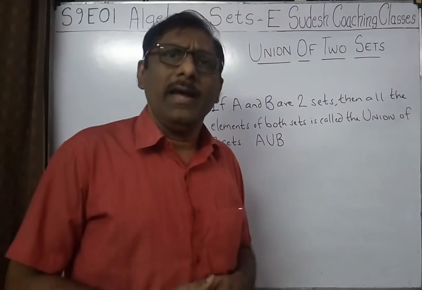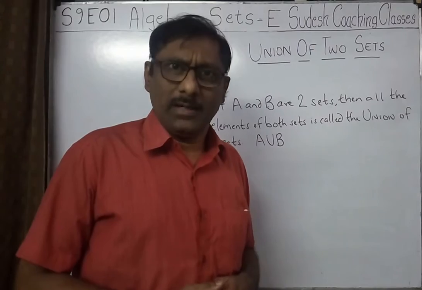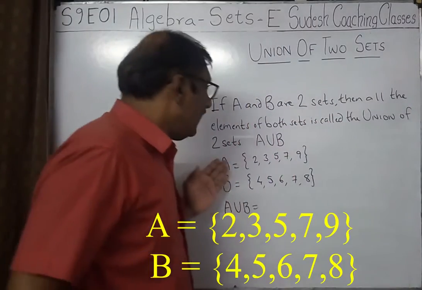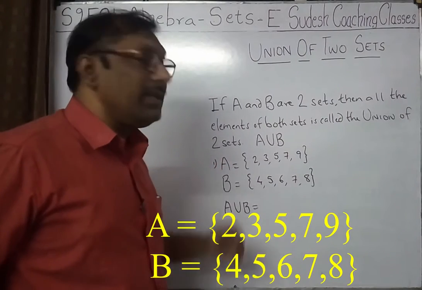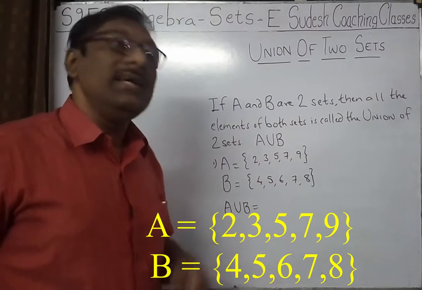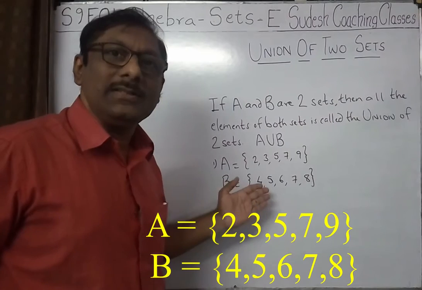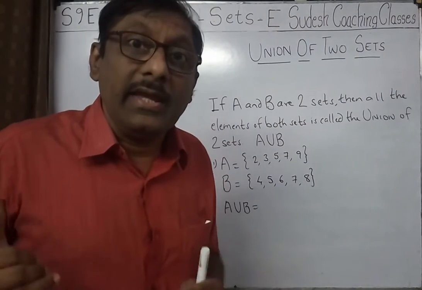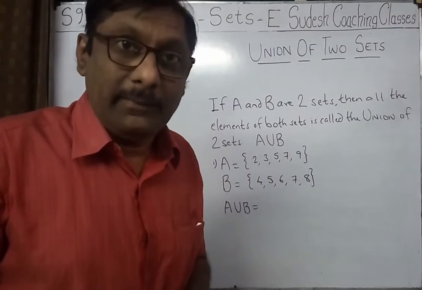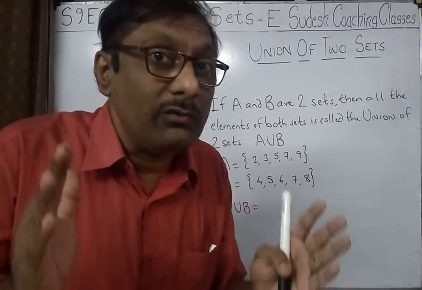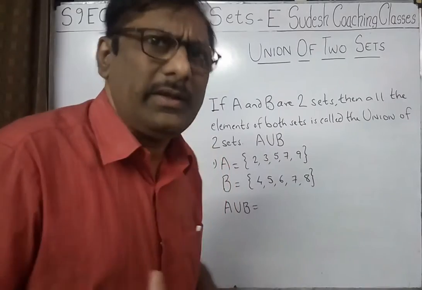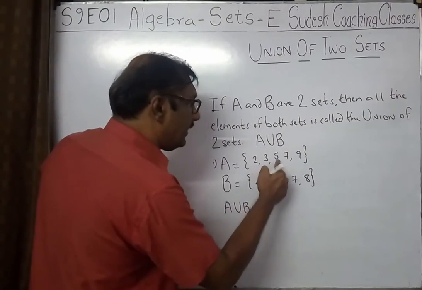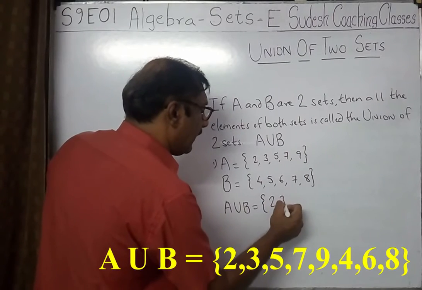Let us study it by giving some examples. Here is the first example. Set A contains 2, 3, 5, 7, and 9. Set B contains 4, 5, 6, 7, and 8. Then what will set A union B contain? Come, let's find out. First of all, we are going to write the complete set A. Here it is. 2, 3, 5, 7, 9.